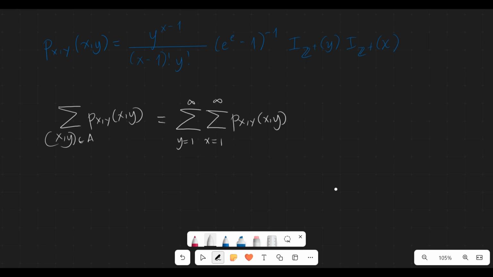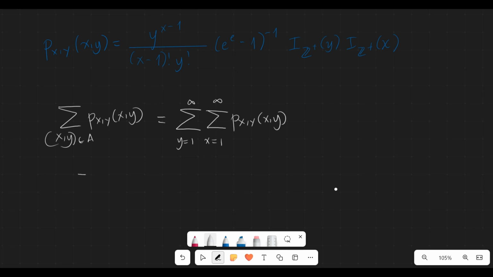Kasi if we will sum up y first, paano mo isa-sum up ngayon itong y raised to x minus 1 divided by x minus 1 factorial, y factorial? Wala pa tayong result na nakahanap for that type of summation. In this case, mas madali mag-sum up in terms of x first kasi meron na tayong alam na tool na pwede natin gamitin to sum up those terms. So, let's sum up first with respect to x and then with respect to y.